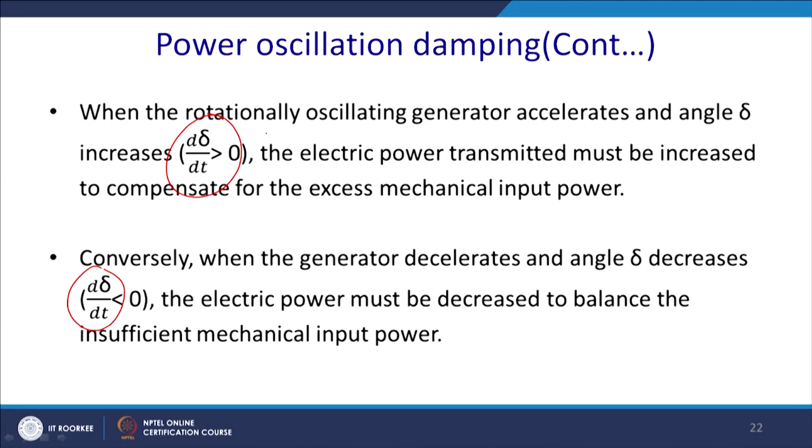So, what you require to do is, when the rotationally oscillating generator accelerates at an angle delta and the rate of change of angle is positive, the electric power transmitted must be increased to compensate for the excess mechanical power input. Similarly, when it is decreasing, gradually the power handling capability of the line is reduced. Otherwise, there will be a problem of stability. So, that is to actively damp out the transient.